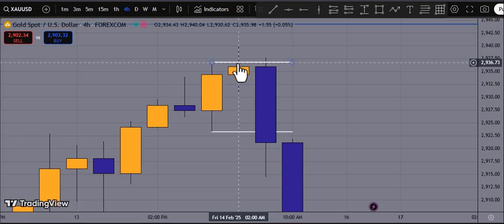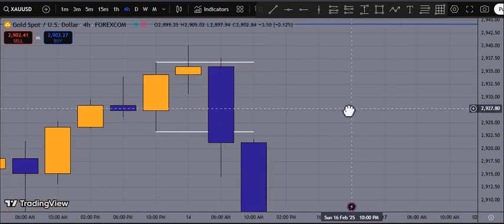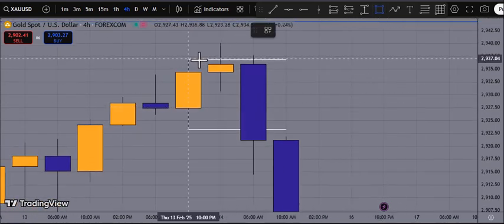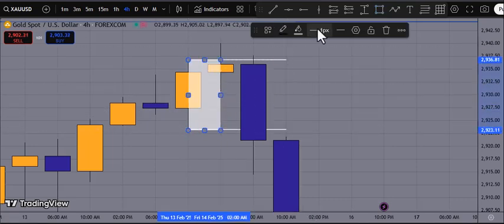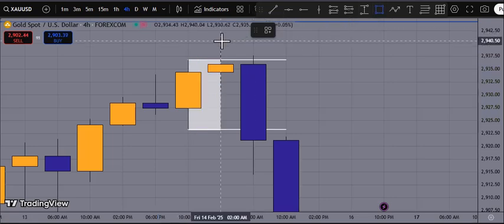Then price comes here, wicks through, rejects, showing clear indication that price wants to go down. So I want to mark out all the bars and show you how we can take an entry using this model. I'm going to still make more videos on this. I'll keep explaining this until you have something to work with.